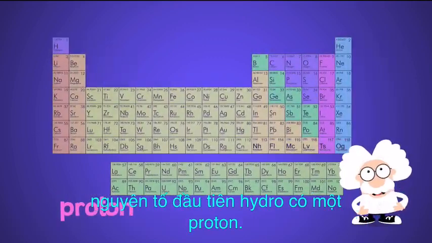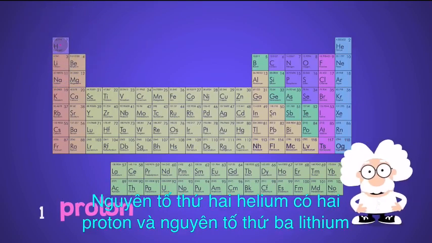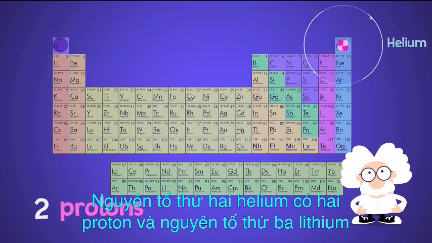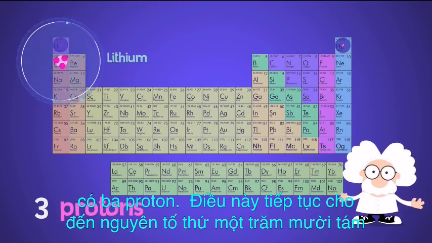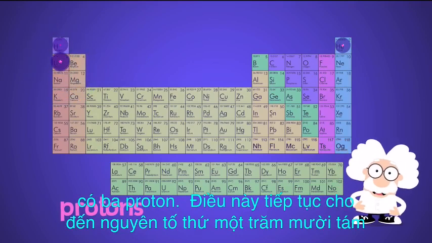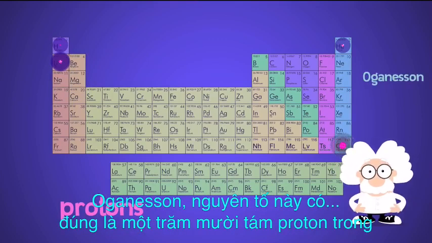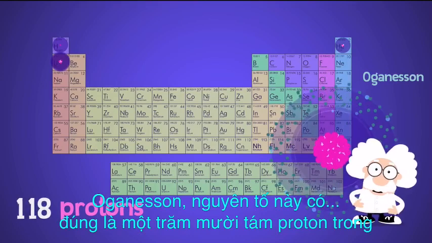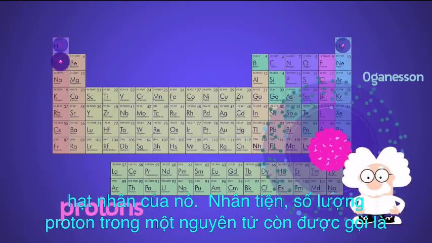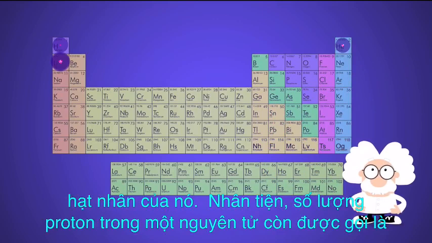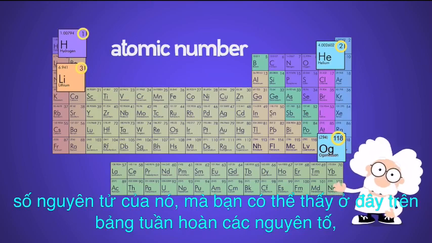If we look at the periodic table, the first element, hydrogen, has 1 proton. The second element, helium, has 2 protons. And the third element, lithium, has 3 protons. This goes on all the way up to the 118th element, oganesson, which has, that's right, 118 protons in its nucleus. By the way, the number of protons in an atom is also called its atomic number, which you can see here on the periodic table of elements.